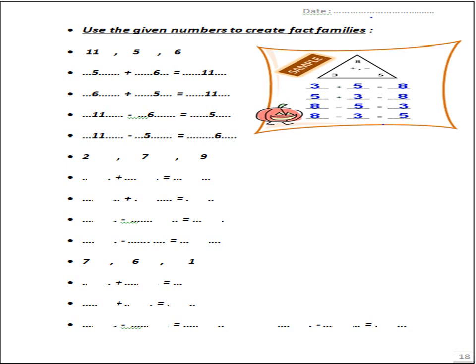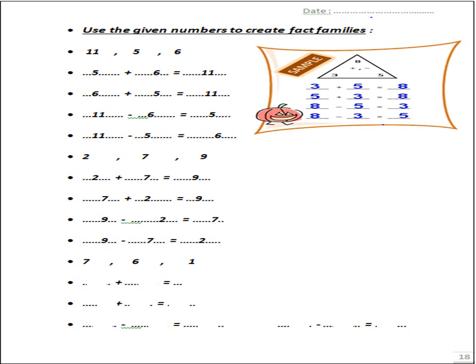The second example here we have 2, 7 and 9. In addition we choose the 2 smallest numbers, so one time we choose 2 to come first, so it will be 2 plus 7 equals 9. And another time we choose 7 to be first, so it will be 7 plus 2 equals 9. In subtraction we always choose the big number to come first, so we always choose 9. 9 one time choose 2 to be first, so 9 minus 2 gave me 7. And 9 one time choose 7, so it will be 9 minus 7 gave me 2.